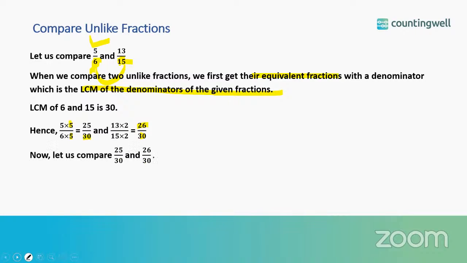Then, as we have the two like fractions now which are equivalent to the given fractions in the question, we can compare the numerators. So we can see 26 by 30 is greater than 25 by 30, as 26 is greater than 25. So 26 by 30 is nothing but 13 by 15 and 25 by 30 is nothing but 5 by 6. So we have compared the fractions given in the question. So this should be your final answer: 13 by 15 is greater than 5 by 6.